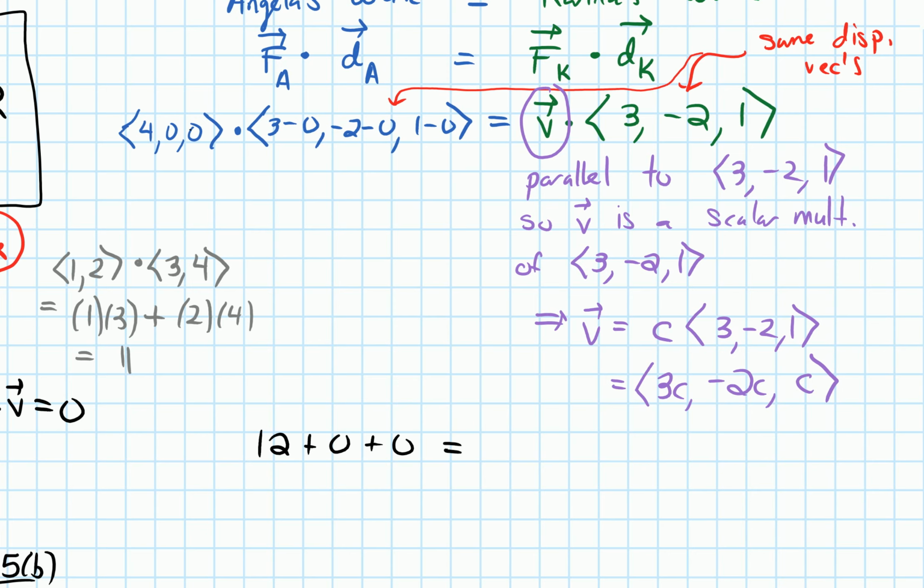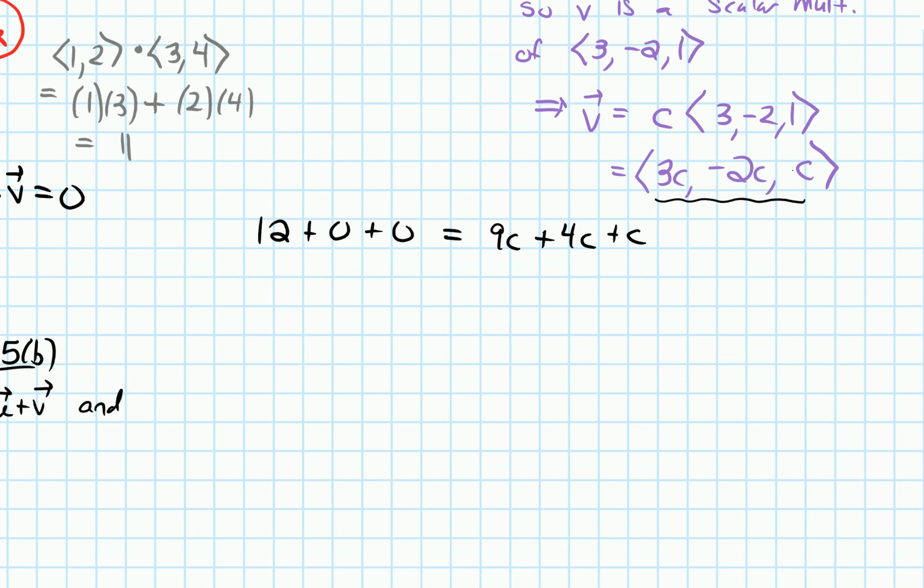On the right-hand side, I got to take the vector v, which is now written down here, and dot it with the vector 3, negative 2, 1. So 3c is going to multiply 3 to give me 9c. Negative 2c multiplies negative 2 to give me plus 4c. And then c multiplies 1, so that gives me plus c. All right, so simplify this now. So we have 12 equals 14c. And if I isolate for c, we get c equals 12 over 14. And if I divide the top and the bottom by 2, we get 6 over 7. Okay, so that's what c is.